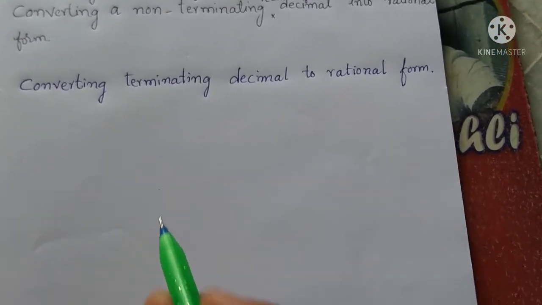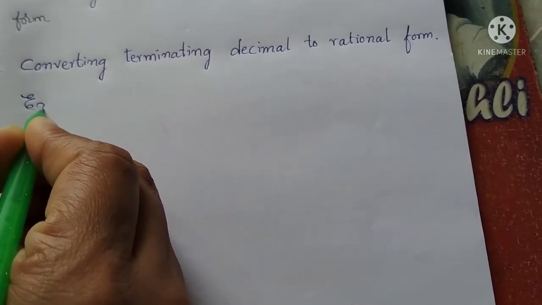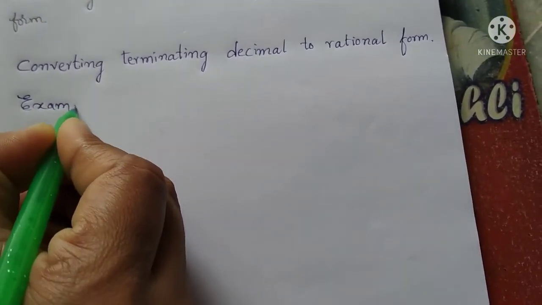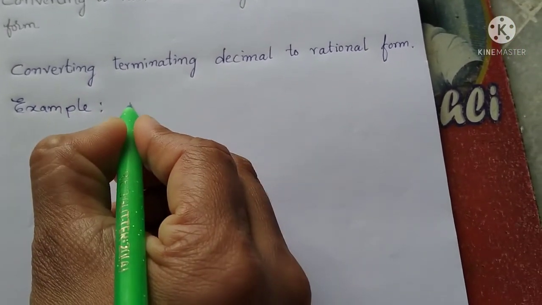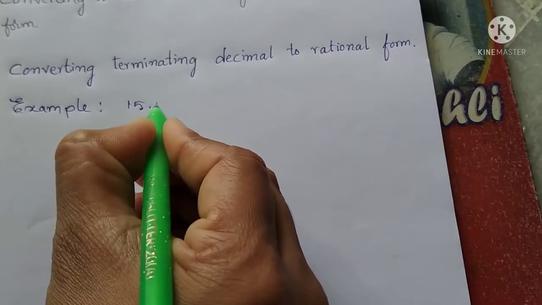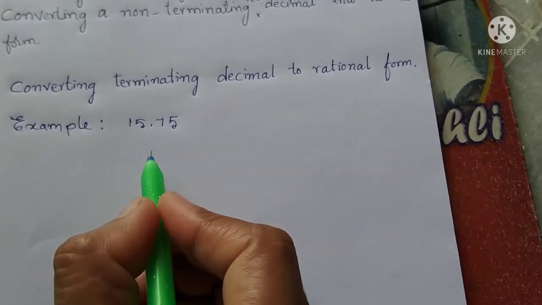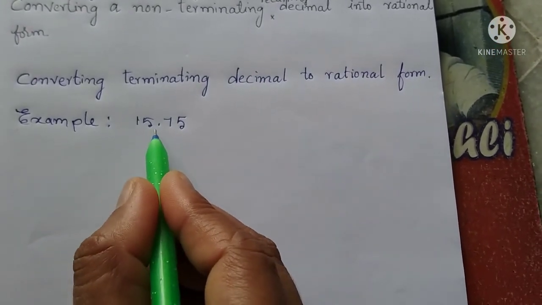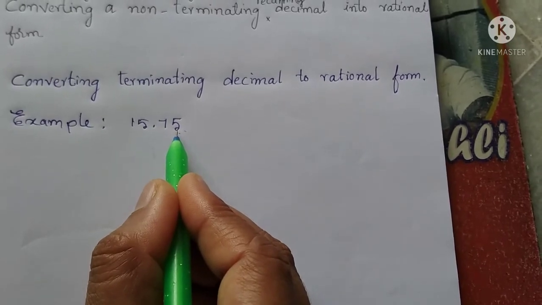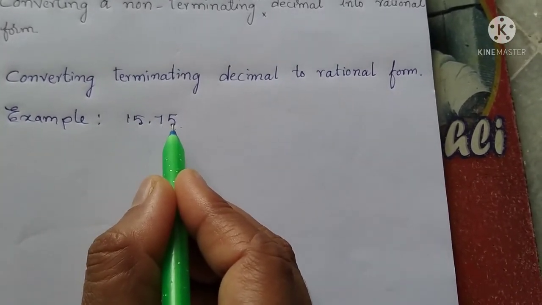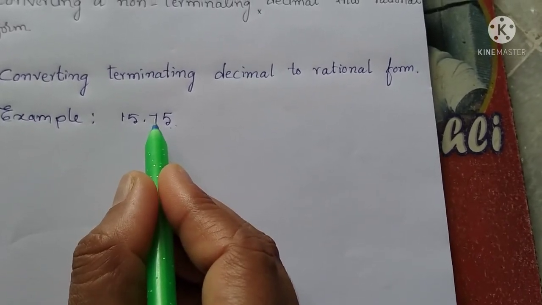So I give one example. Here, 15.75. Listen carefully, dear students, we read it as 15.75. These are decimal numbers, and this is the decimal point. After the point, we have to read the digits as 75.